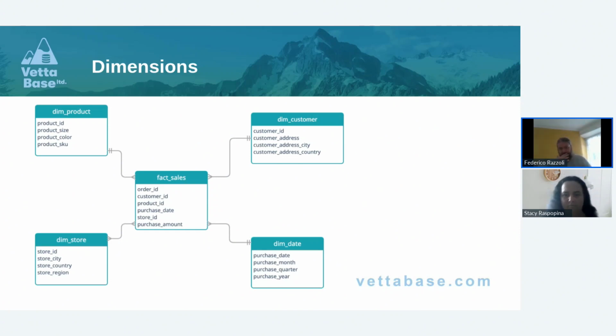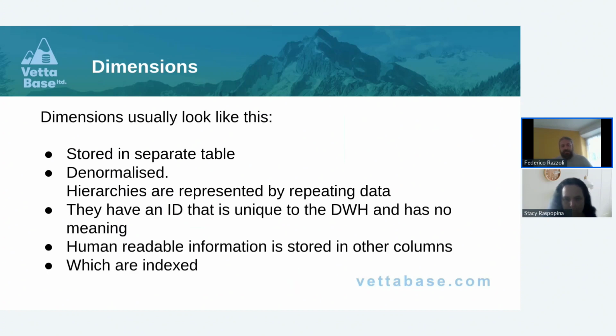Anyway, again, this is the typical star schema. And if we look at it, dimensions usually have these characteristics. They are stored in separate tables. They are denormalised. So this means they don't follow the normalization forms, the normal forms of a database that we, or some of us, studied at school.